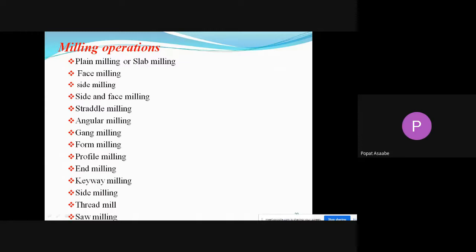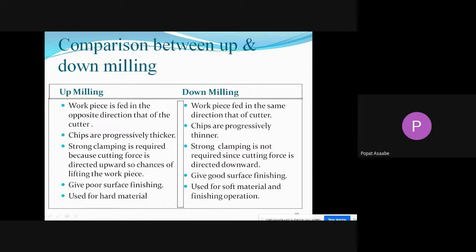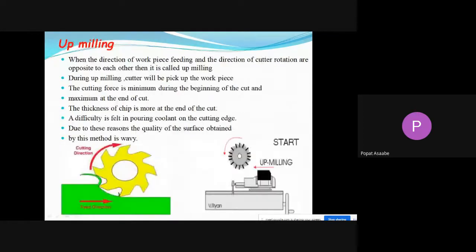And also we have covered the methods of milling. Generally there are two types of methods, up milling and down milling. And also we have discussed the difference between up milling and down milling. That point also we have covered in the last lecture.